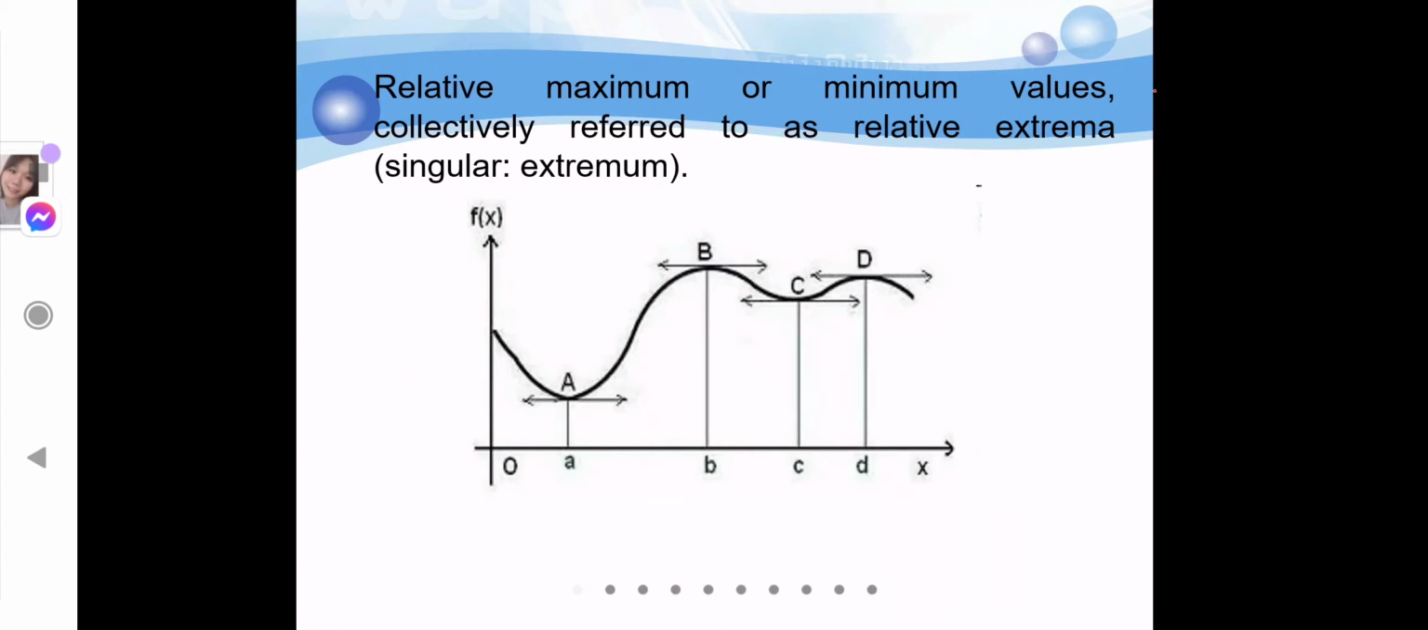See this picture. In this case, we say the given function has a relative minimum at A and C, and a relative maximum at B and D. Relative maximum or relative minimum values have a common name: relative extreme.